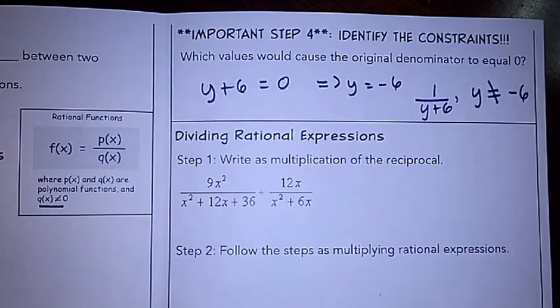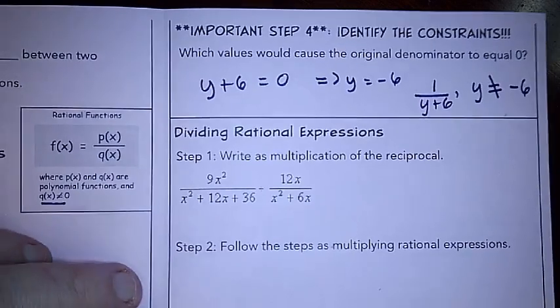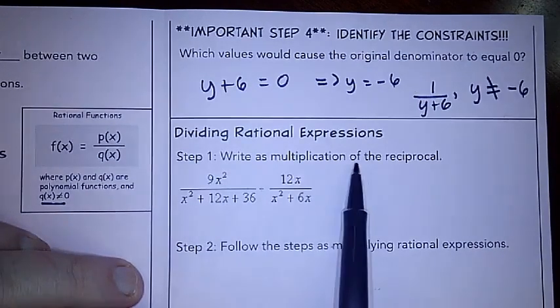Next, we want to move on to dividing rational expressions. What you need to remember is that dividing by something is the same as multiplying by its reciprocal. So this says write as multiplication of the reciprocal.